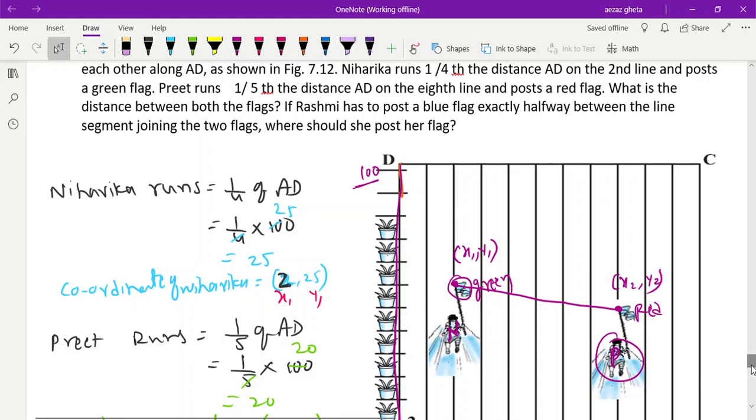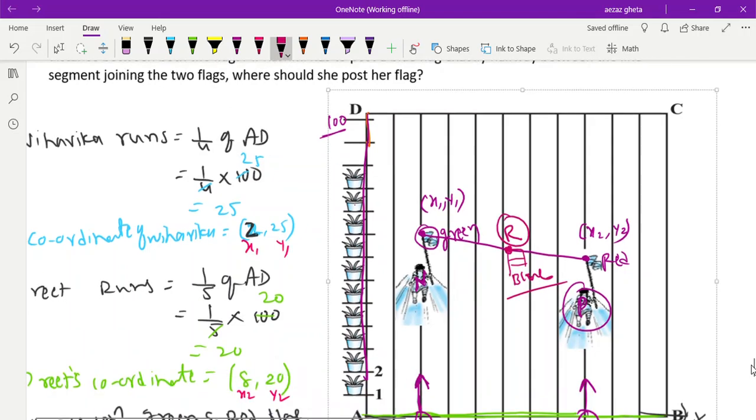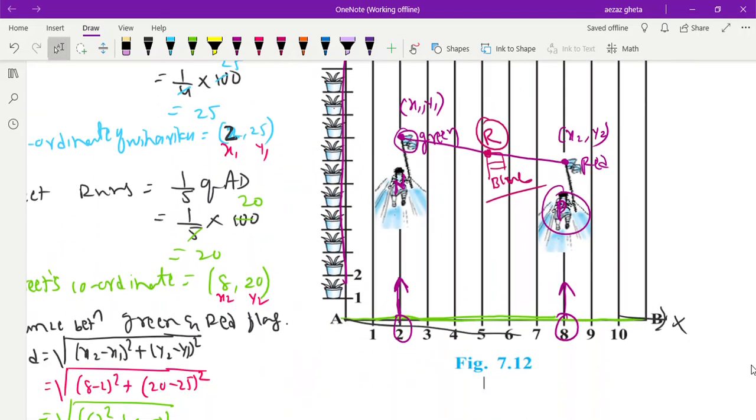Now Rashmi wants to post a blue flag exactly halfway between the line segment joining them. Rashmi wants to put a flag exactly halfway. Which flag does she want to post? Blue. Okay, exactly. So where she should post her flag, that we will find out. Okay, so let us see.